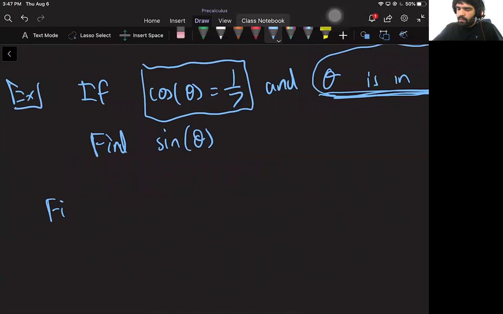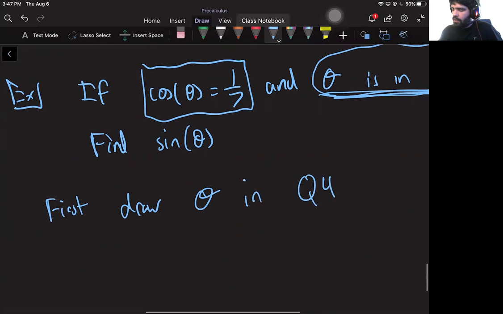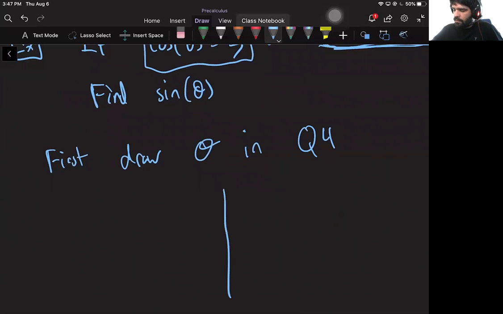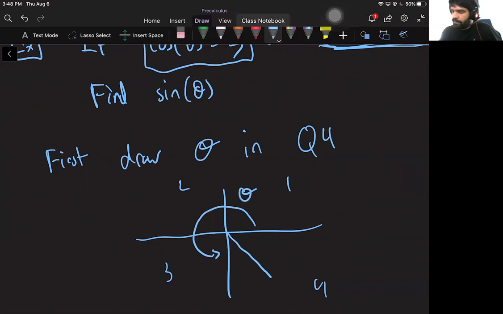So first, draw theta in quadrant 4. We don't know what theta is. We don't know the angle. We just know about the angle, but we do know it's in quadrant 4. So remember, it was 1, 2, 3, 4. So we know it's over here somewhere. So just draw it however you want. So that's going to be our theta.